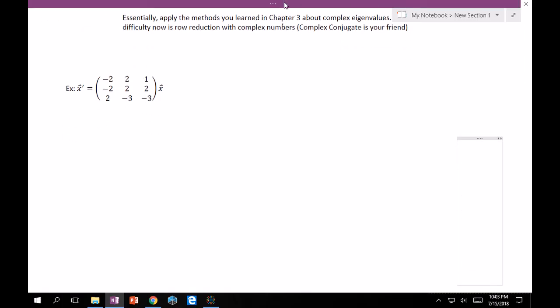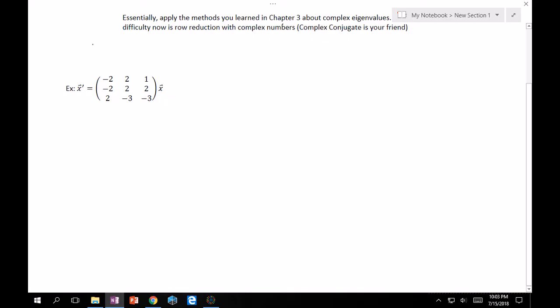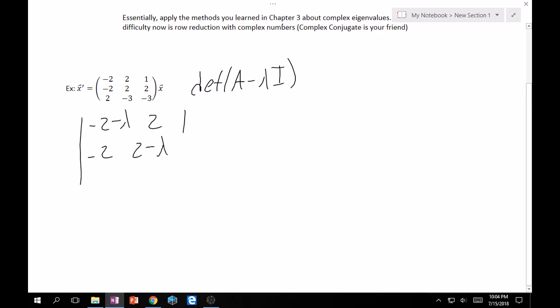Okay, cool. So this is the matrix that I have. As it looks right now, you don't know if it's going to have complex or non-complex eigenvalues. So I'm just going to go ahead and tell you it will. So what you do always is the determinant of A minus lambda I. And so for here, that's minus 2 minus lambda, 2, 1; minus 2, 2 minus lambda, 2; 2, minus 3, minus 3 minus lambda. And then you pick whatever row or column or diagonal you want to go across and then apply the recursive definition of the determinant.